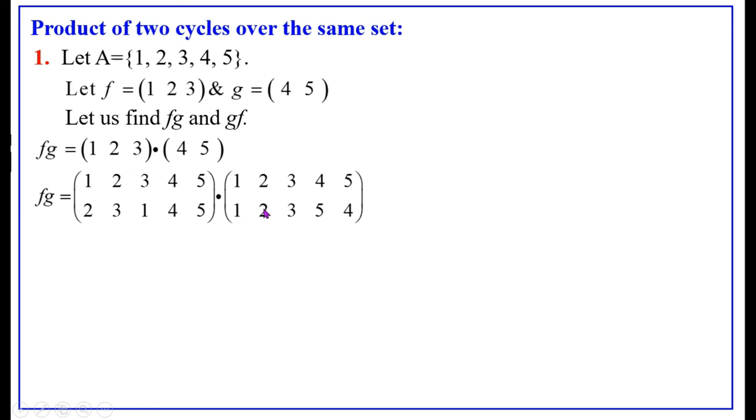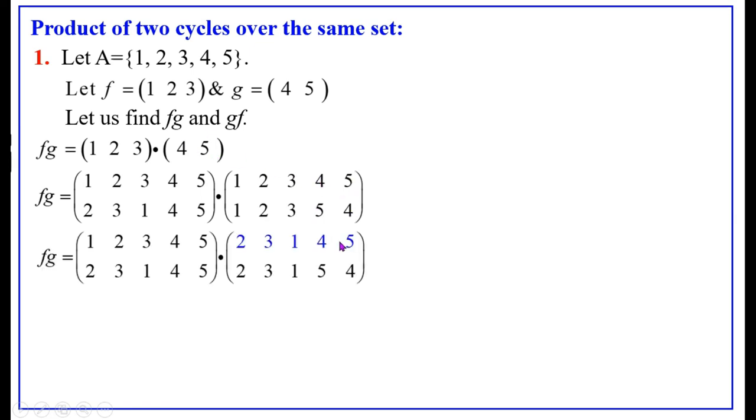Therefore, 1 goes to 1, 2 goes to 2, 3 goes to 3, whereas 4 goes to 5, 5 goes to 4. See here, 4 goes to 5, 5 goes to 4.